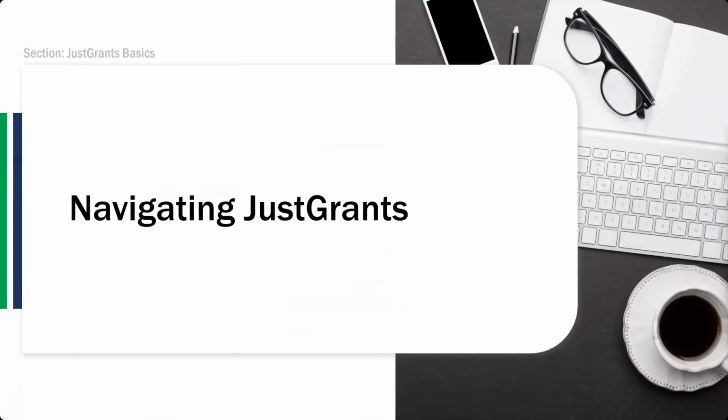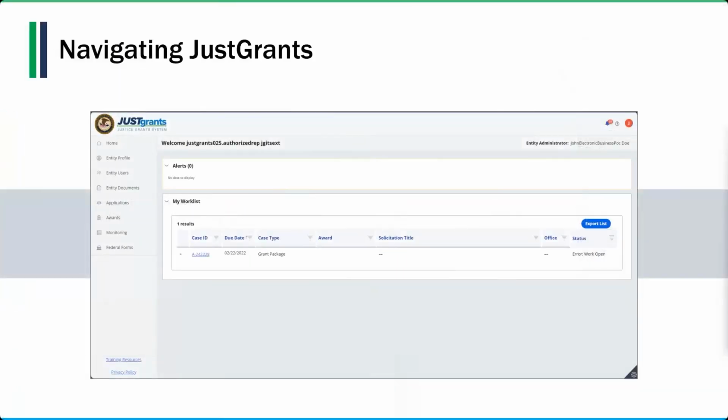Let's now take a quick tour of JustGrants and some of the basics of navigating the system. Now, when you log into JustGrants, the first screen that you'll see is the home screen. In that upper right corner of the home page is going to be the name of your entity administrator. Your entity administrator is important to know because they manage user access, they assign roles, they assign and reassign users to awards and applications, and they confirm the authorized representative.